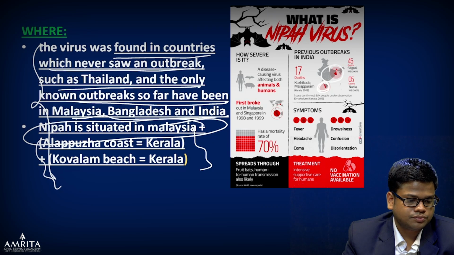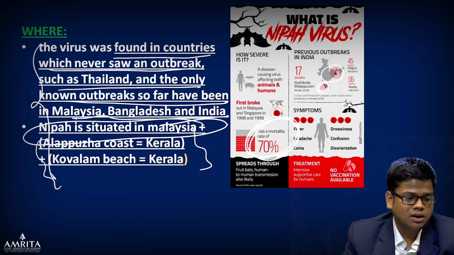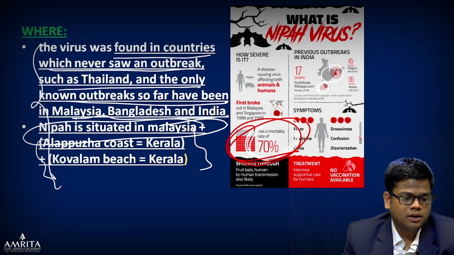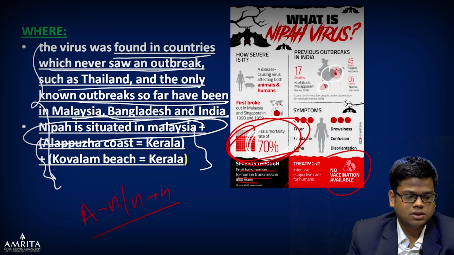In India, you can see it is more prominent in Kerala and some cases in Siliguri, in West Bengal. Mortality rate of 70%. For corona, the mortality rate is said to be around, if you remember, 2% or 1%. It spreads from bats to humans, and human to human transmission is also likely. So animal to human obviously, and human to human also, and no vaccine available. It requires intensive supportive care for humans, right?